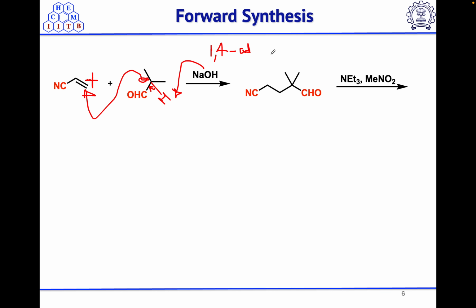Now for the next step, I have written the reagents nitromethane and triethylamine. Okay, triethylamine is the base. So what will happen in this step? Being a base, it will abstract some acidic proton. So where is your acidic proton?